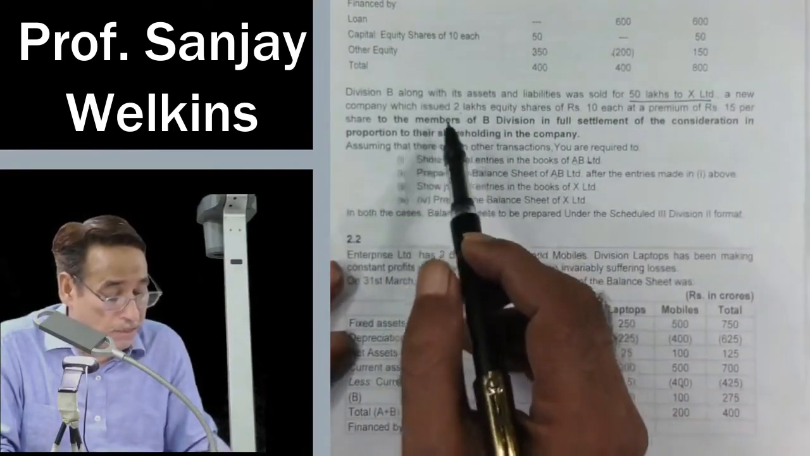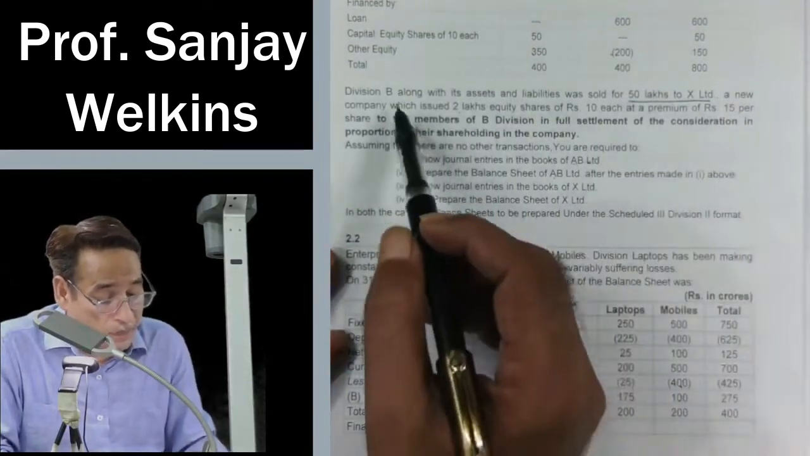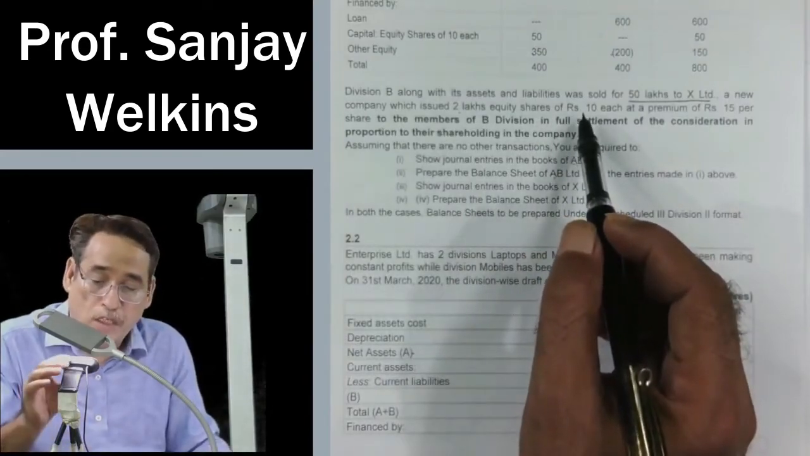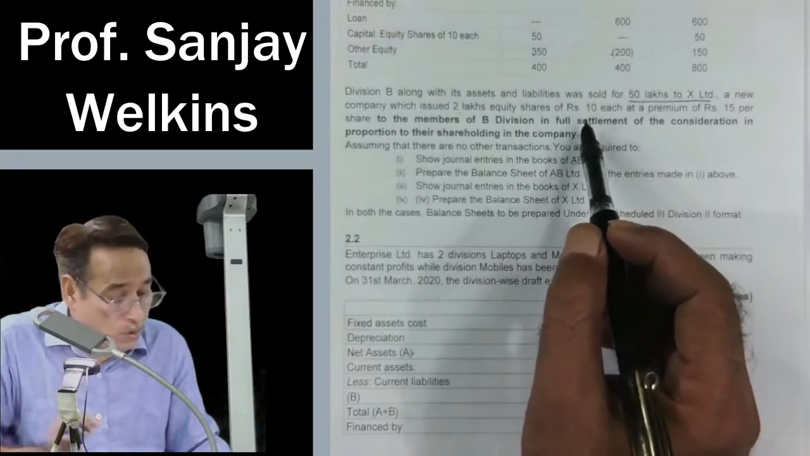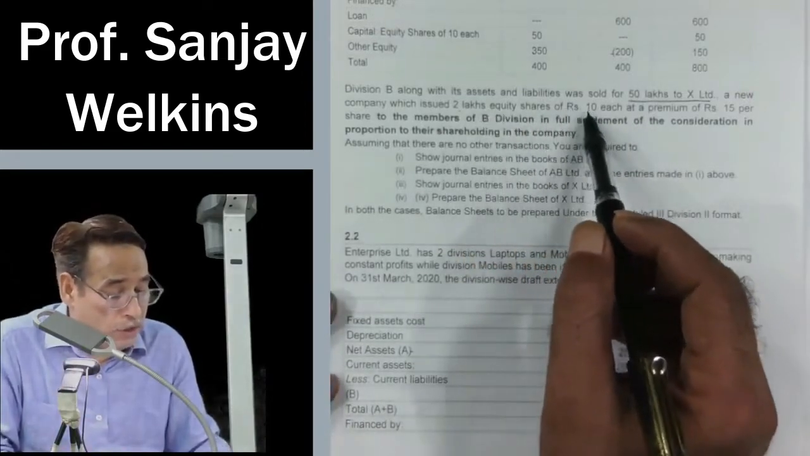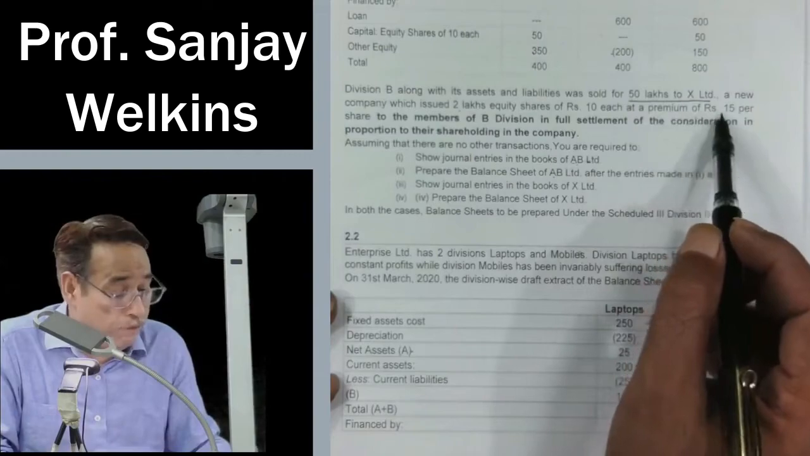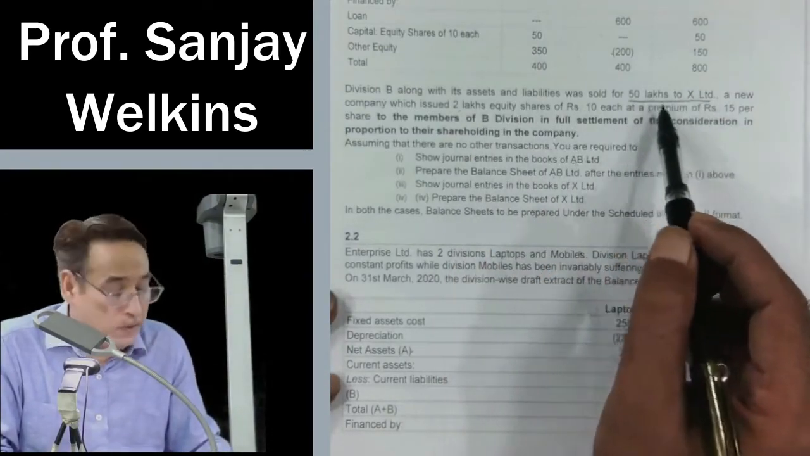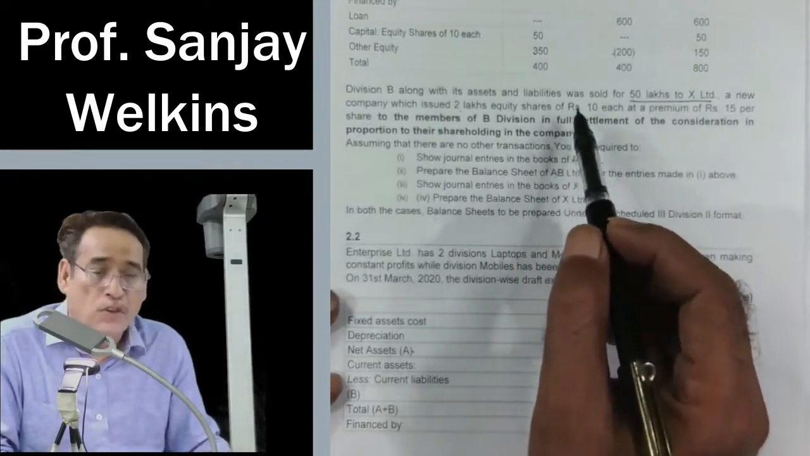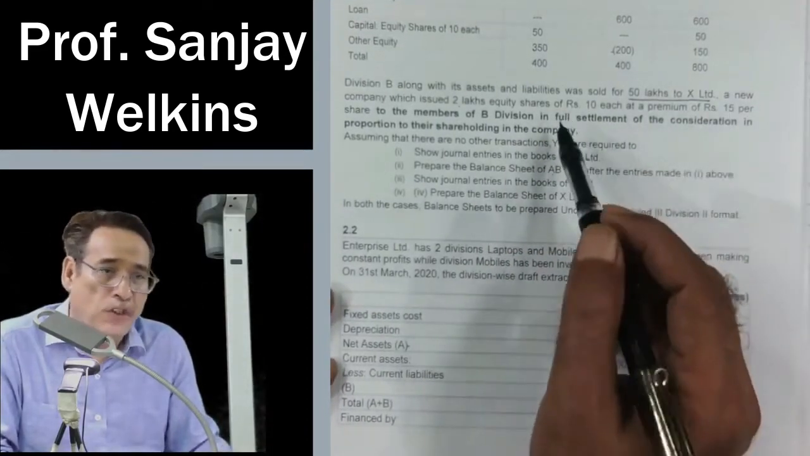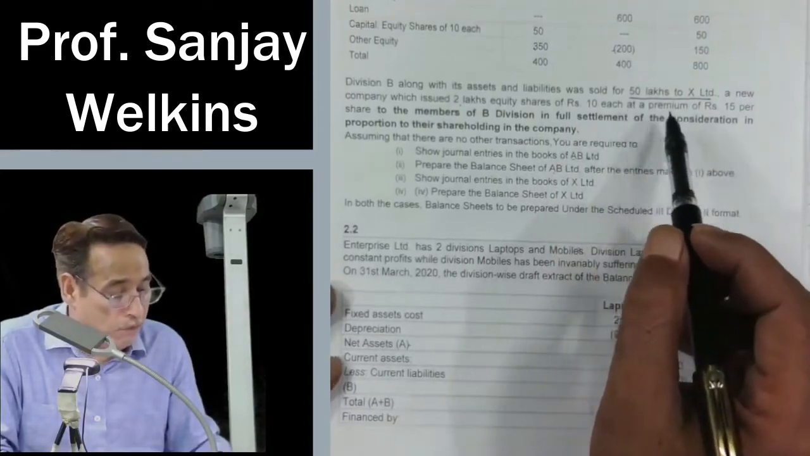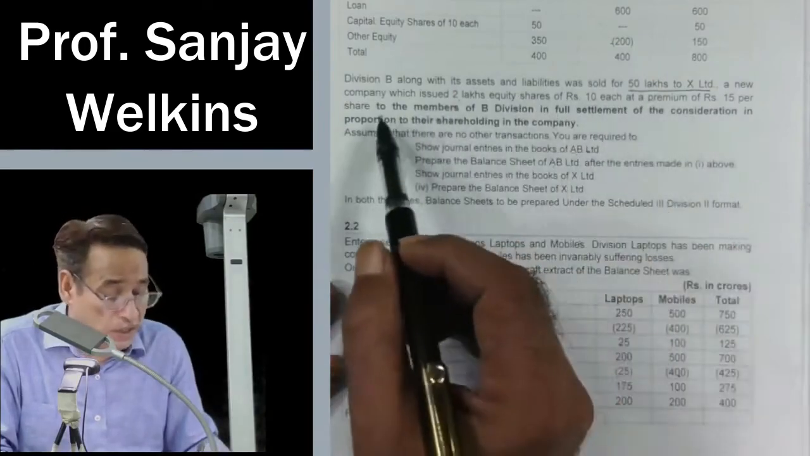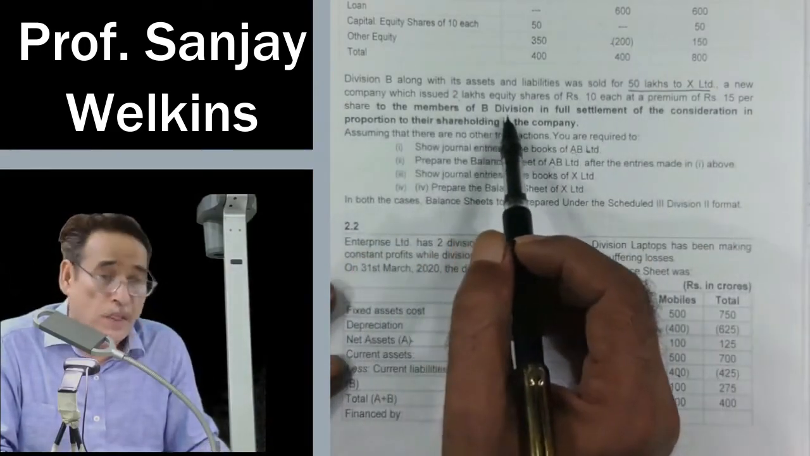X Limited, a new company, issued 2 lakh equity shares of rupees 10 each. The new company actually issued 2 lakh equity shares of 10 each at a premium of 15. That means 2 lakh into 25 will make 50 lakhs, no doubt about that. So they are issuing share capital. Of course, the face value happens to be 10, but they are issuing it at a premium of 15 per share. And importantly, this consideration is being given to the members of division B.